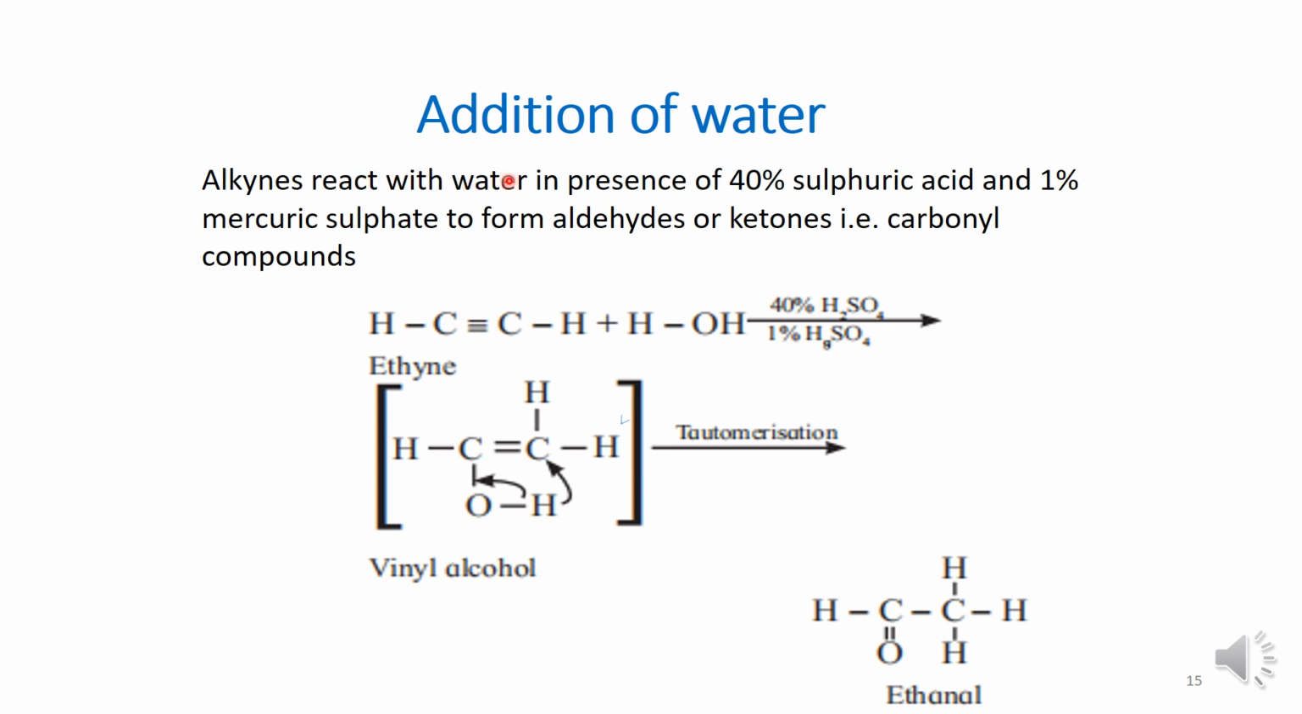Now, addition of water. Alkynes react with water in presence of 40% sulfuric acid and 1% mercuric sulfate to form aldehydes or ketones, that is, carbonyl compounds. Here, one molecule of water will be added to ethyne in presence of 40% H2SO4 and 1% HgSO4. Vinyl alcohol, both pronunciations are correct, will be formed, and this compound undergoes tautomerism to give us ethanal.